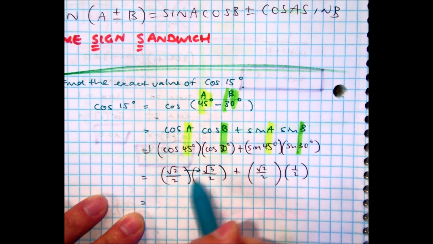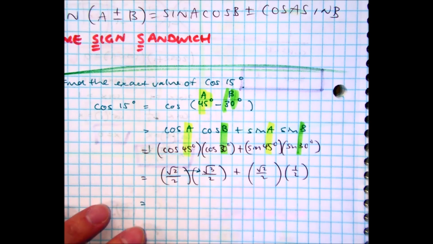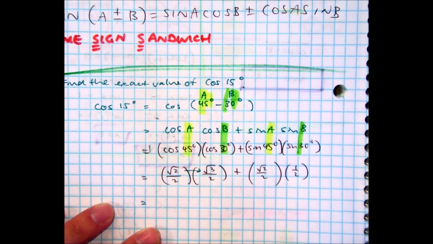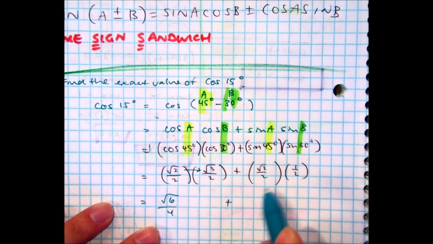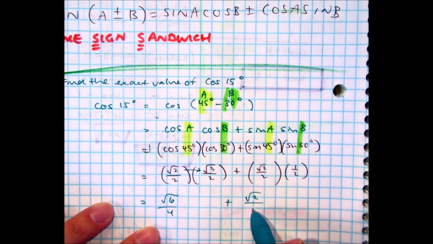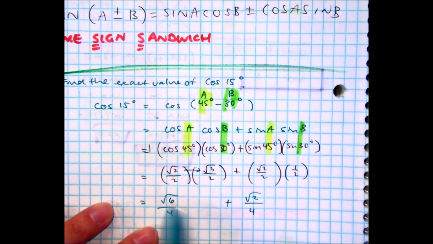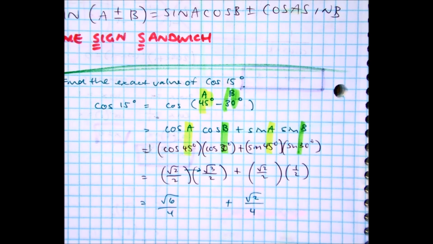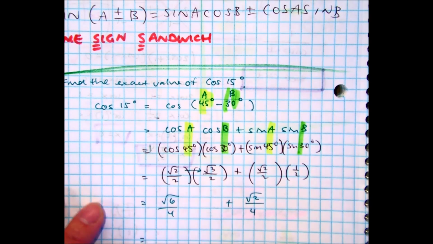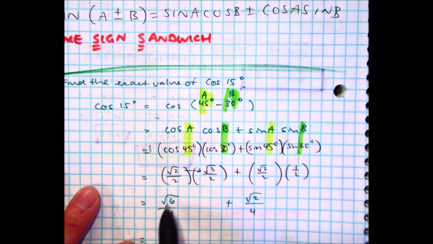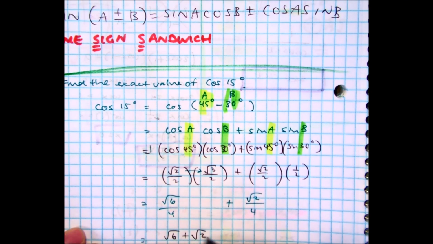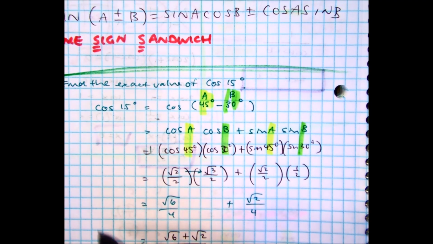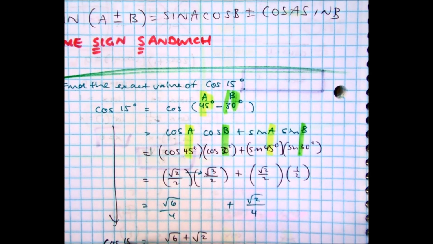So here I'm going to multiply across. Radical 2 times radical 3, radical 6 over 4 plus radical 2 over 4. Remember, you cannot add the radicals unless they are like terms, meaning this would have to also be a radical 2 and then coefficient, so you can just have radical 6 plus radical 2 over 4, and this is cosine of 15 degrees.